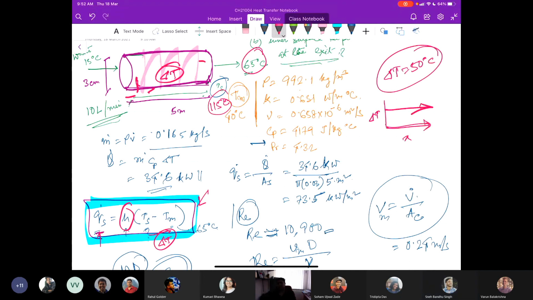There would always be a difference of 50 degrees centigrade along the length of the pipe in the fully developed region. So in such cases, in the fully developed region, the temperature difference is always constant. It's a way of calculating the temperature difference: we can calculate at the end or at the beginning. It would be the same for all.